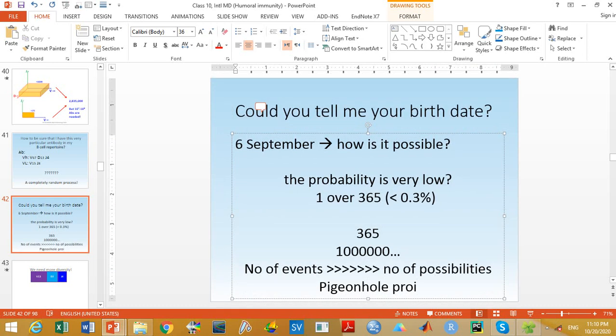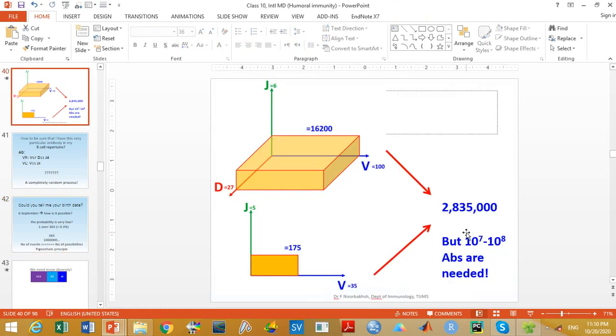So it deals with events compared to the number of possibilities that those events can have. If the number of events is much higher than the number of possibilities, all of those possibilities are met. So this is what happens for B lymphocytes. Every day in a single individual, billions of B cells are produced. And these billions of B cells have only roughly 3 million possibilities to fill for their VDJ and VJ recombinations. We can be sure that all of these possibilities are met.